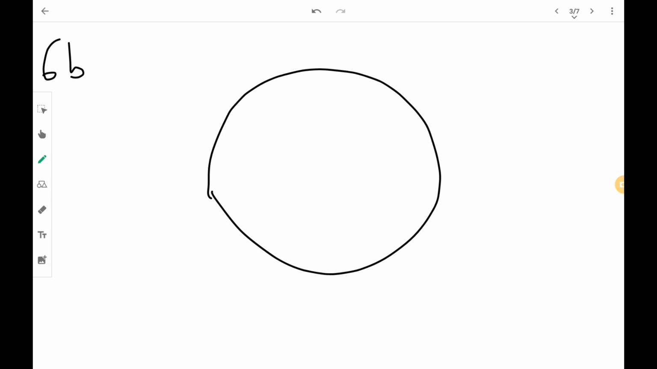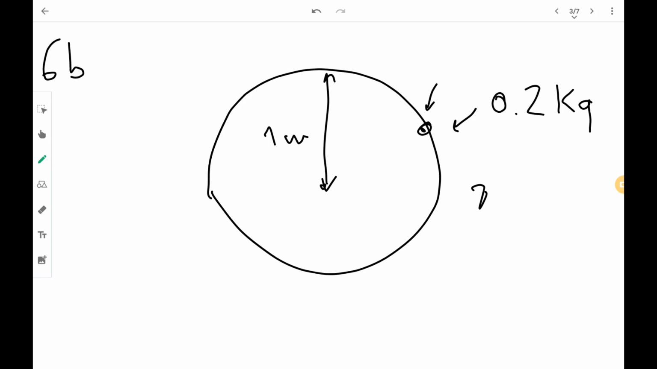For number 6, part B, you have a wooden hoop and you have a bead inside of mass 200 gram, which is 0.2 kilogram, and the radius of this hoop is 100 centimeter, which is 1 meter, and you also have the speed of this bead. The speed is 6 meters per second, and this is moving in a horizontal circle like this with the inner surface of the hoop, and they want you to find the magnitude of the reaction.